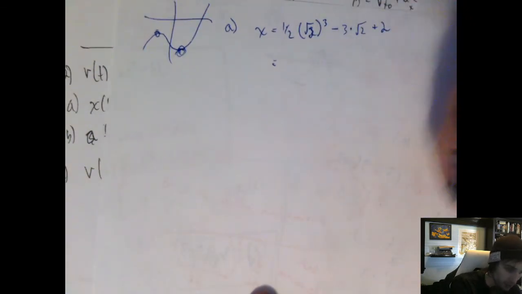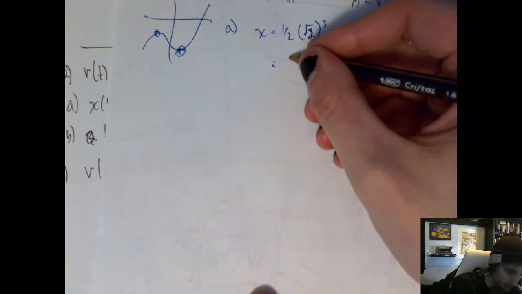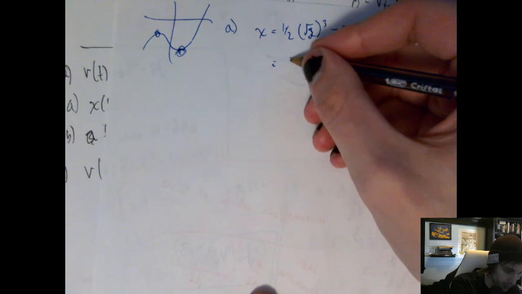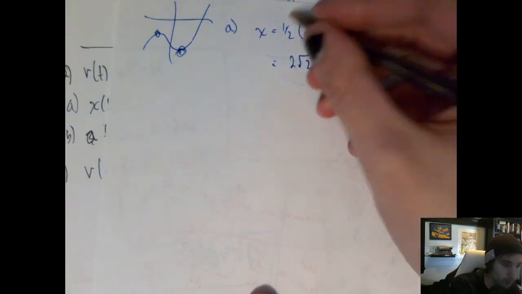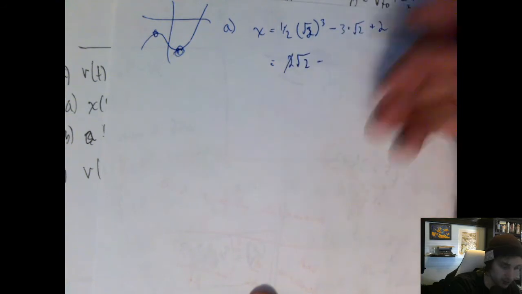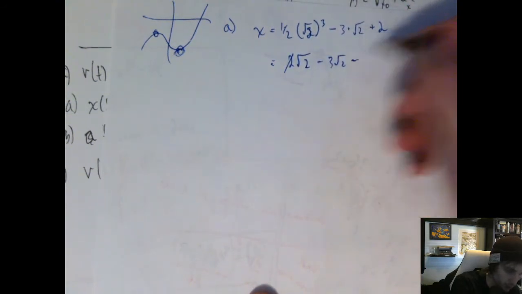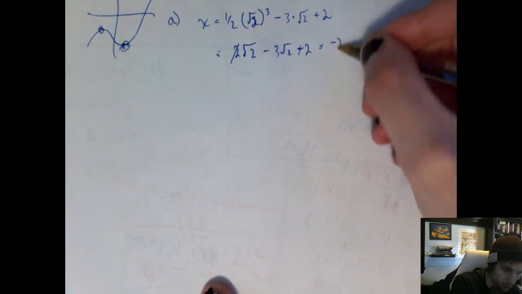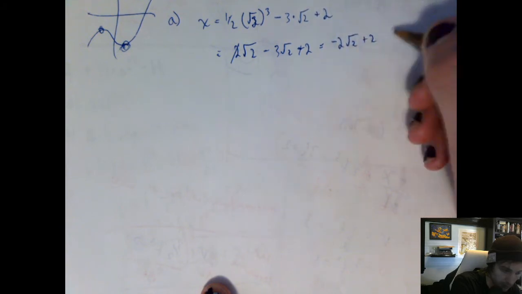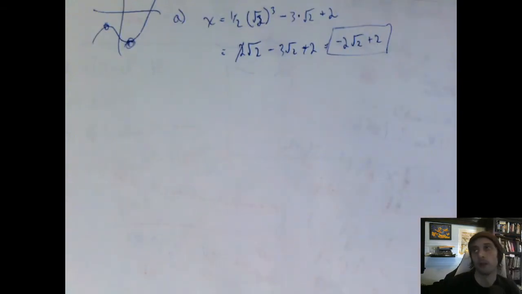So plugging in the positive, we'll actually get the thing that we got last time, which is that we'll have root 2 to the third. So again, that's 2 root 2, but being divided by 2 is just root 2 minus 3 times root 2 plus 2. And so that'll give us negative 2 root 2 plus 2. And that's our sort of second location.